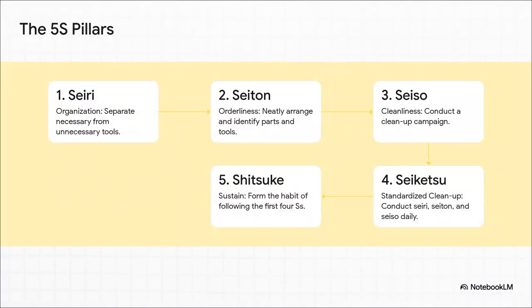Third is Seiso, which is cleanliness. Pretty straightforward. Fourth is Seiketsu, or standardization. This is about making these new habits routine. And finally, the toughest one of all, Shitsuke, which means to sustain. It's about building the discipline to keep the system going long-term.